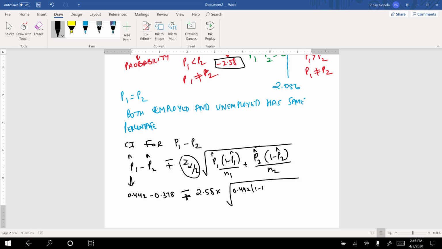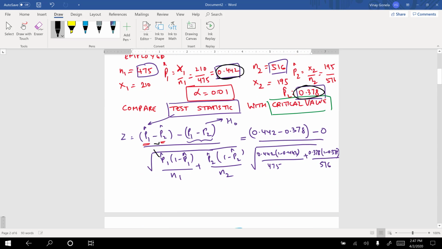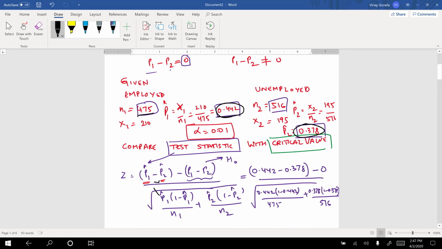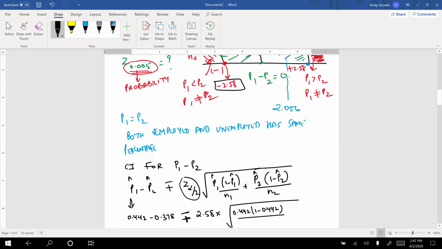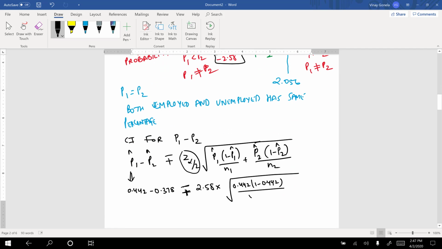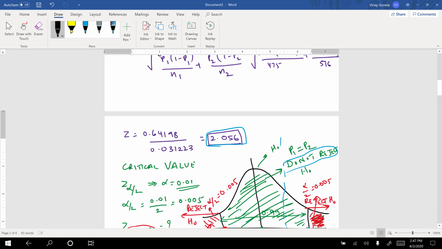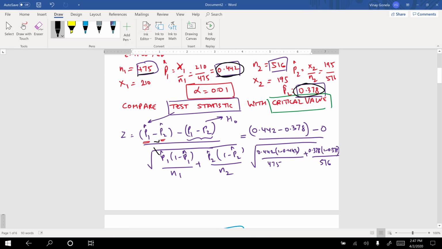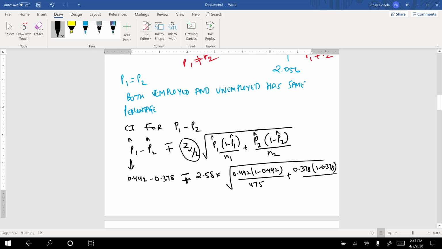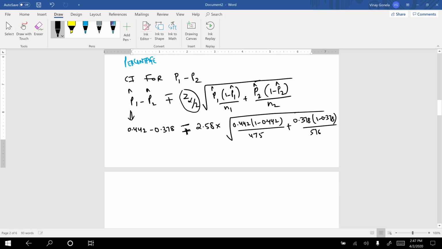multiplied by the square root of 0.442 times 1 minus 0.442 divided by n1, which is 475. So you will write 475 plus 0.378 times 1 minus 0.378 divided by n2, which is 516.